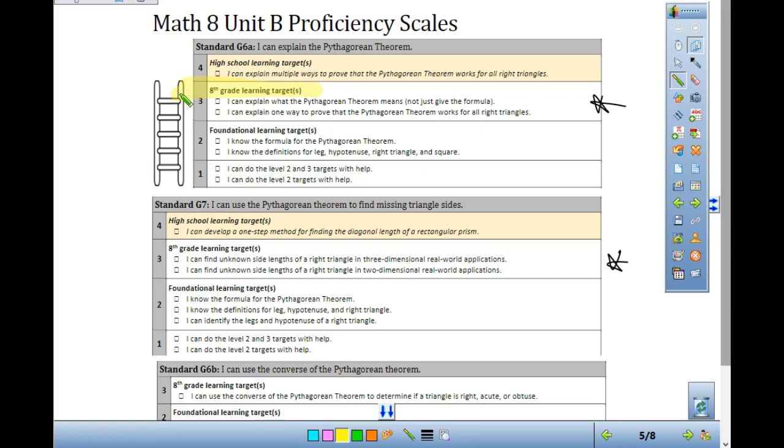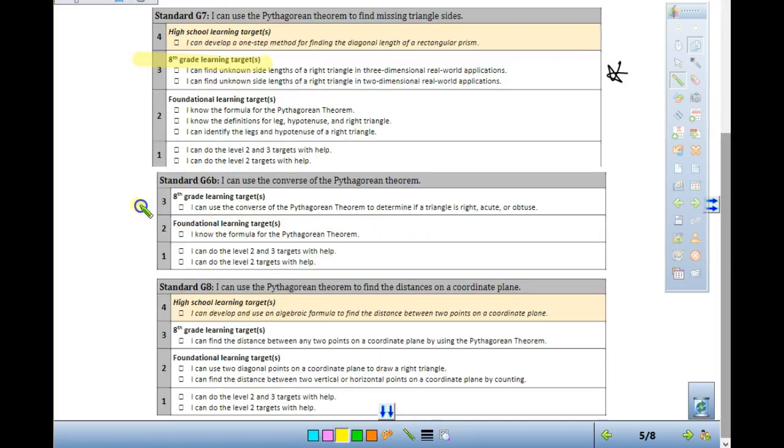So can you explain it? I can explain it, not just the formula. I can explain that it works only for right triangles. The next learning standard: I can use the Pythagorean theorem to find unknown sides in 3-dimensional and 2-dimensional real world problems. The next standard: I can use the converse to tell if it's right, acute, or obtuse. And then the last one, finding the distance. So as you look at each of those, yeah.